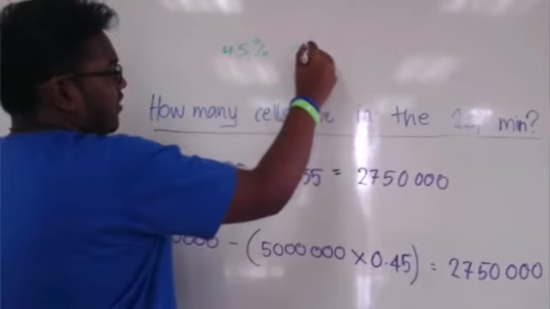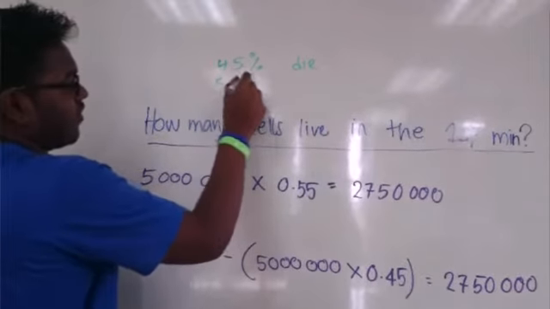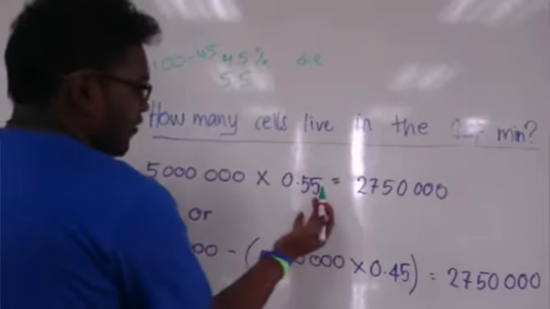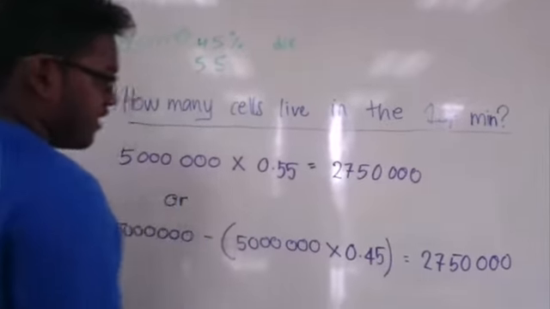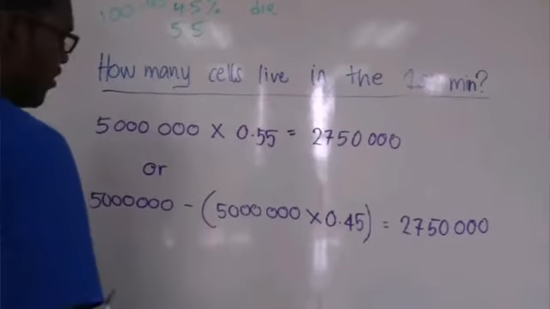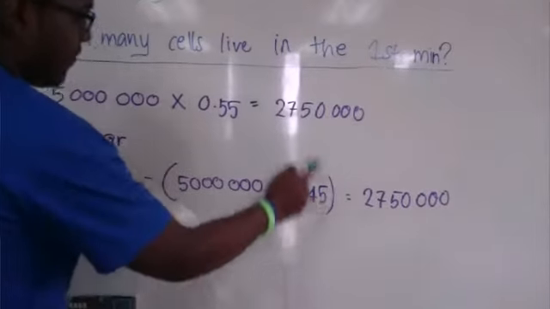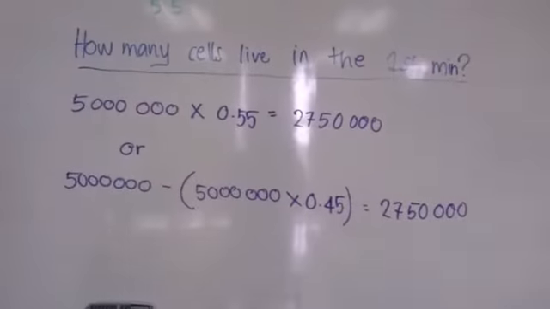45% died. So what's the remaining? It's 55. 100 minus 45 is 55. So it is the faster way. You just take this, you times this, you get this 2.75 million. Or if you want to be more clear, you take this 5 million minus your 45% of that. Then you still get 2.75 million cells.